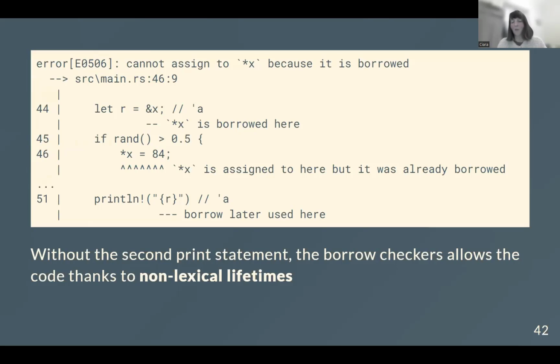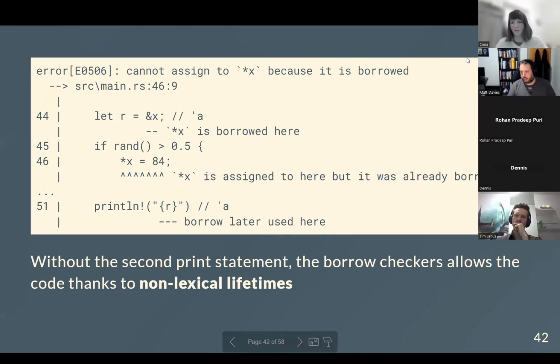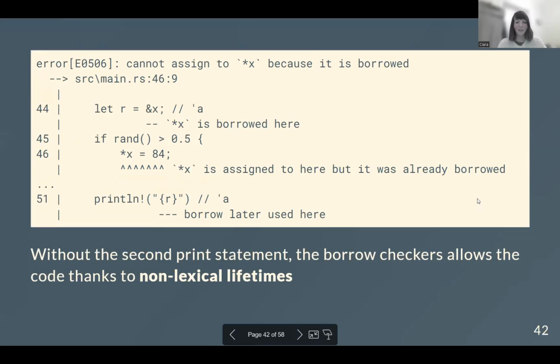So if I had uncommented that line, then I would have gotten an error like this. You cannot assign to X because it is borrowed. X is borrowed here, and X is assigned to here, but it was already borrowed. But without the second print statement, the borrow checker allows the code thanks to non-lexical lifetimes and this idea of drawing these paths of, can I get back to where I received this reference without violating any of the conditions?